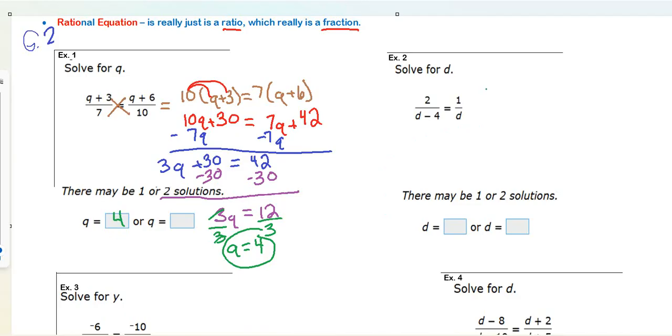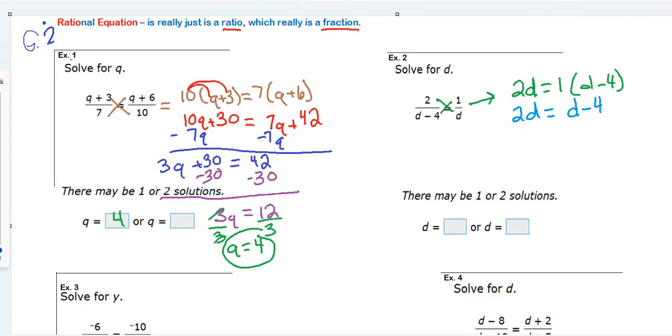Again, for example, number 2, we'll do the same thing. We're going to cross multiply, and that will give us 2d equals, I could put the 1 there, minus 4, but it's not necessary, because we're going to be multiplying by 1, so it's really not necessary. 2d equals just a d minus 4.